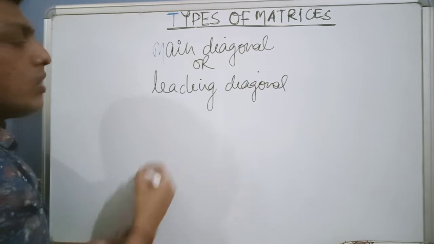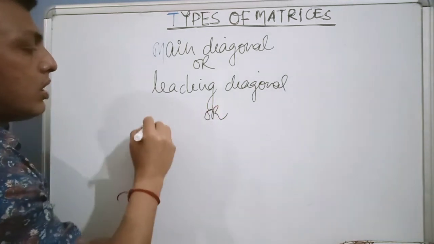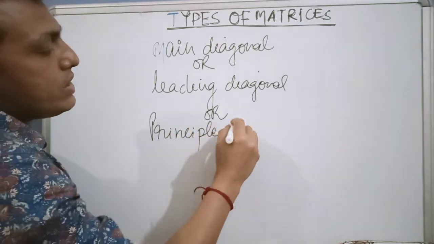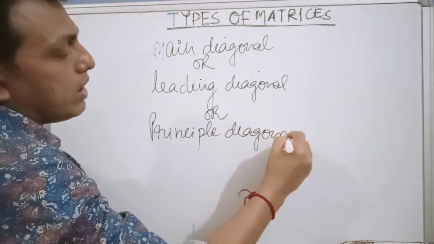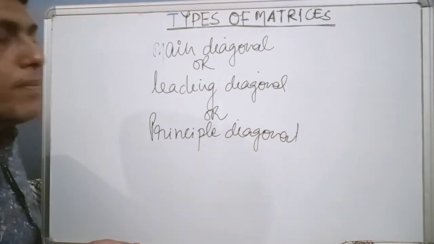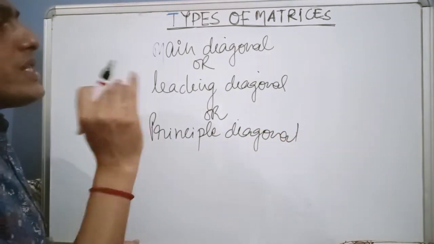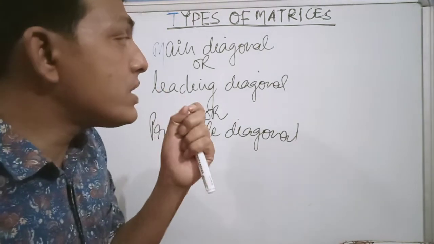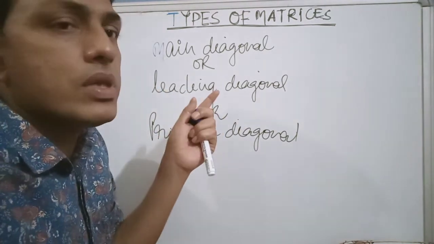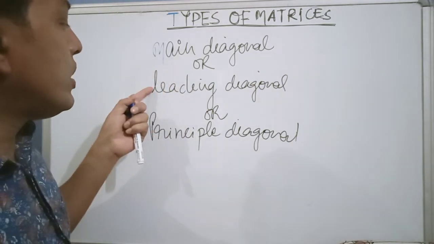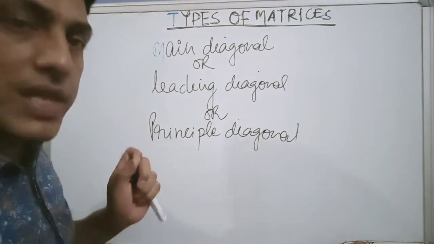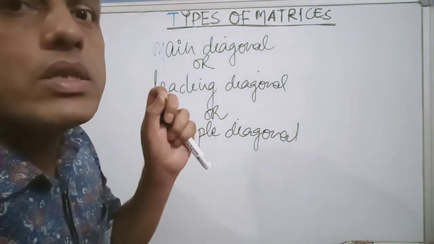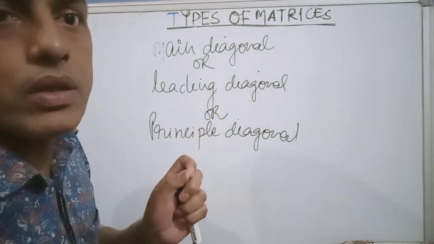Alright? Or principal diagonal. Where is this diagonal? Remember, these terms, main diagonal or leading diagonal or principal diagonal, are same. It exists only in square matrix.